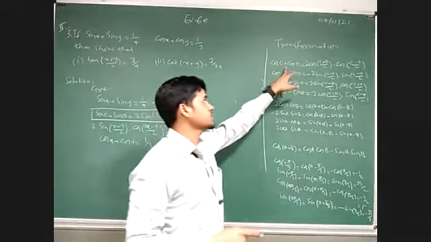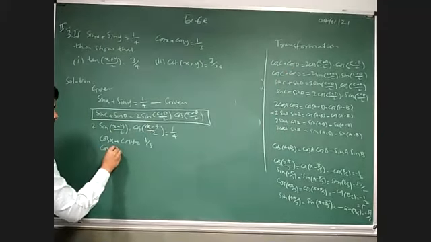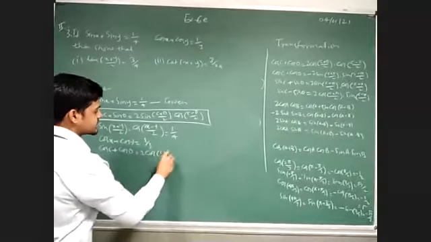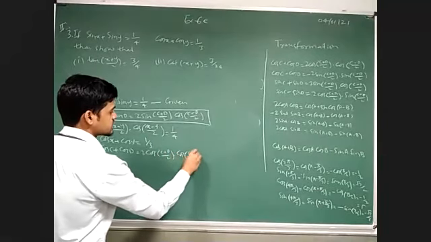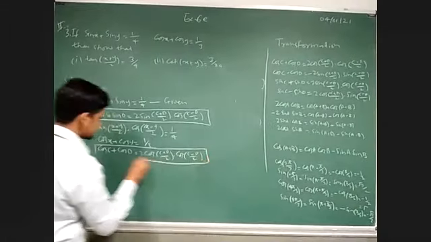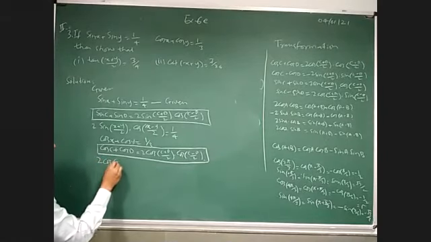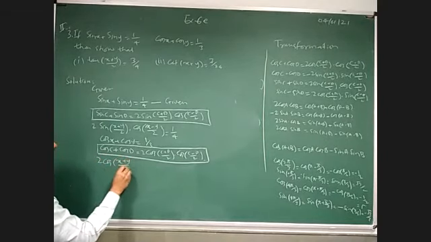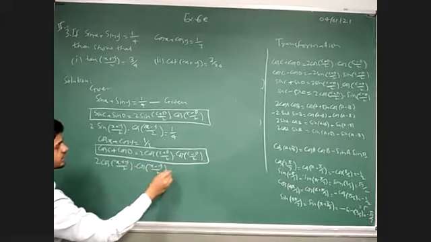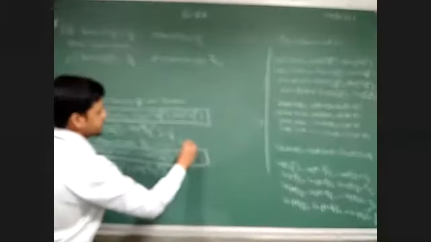See here, the cos C plus cos D formula. The formula is cos C plus cos D equals 2 cos((C plus D) by 2) into cos((C minus D) by 2). This is the formula. Now I'm going to use the formula here. So 2 cos((x plus y) by 2) into cos((x minus y) by 2) is 1 by 3. This is also a given part.